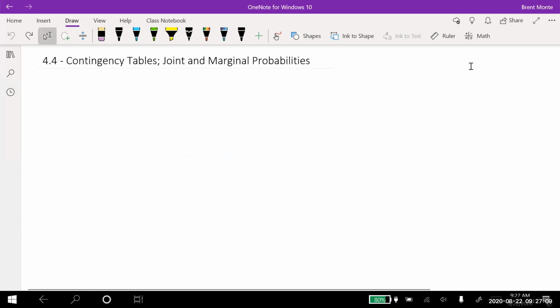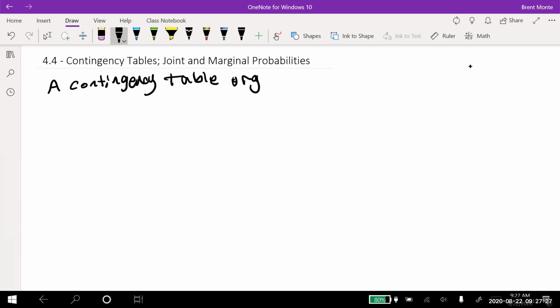Hi everyone, we're going to finish up chapter 4 today. So we're doing 4.4 through 4.6. 4.4 contingency tables, joint and marginal probability. Well, a contingency table organizes data in two variables.